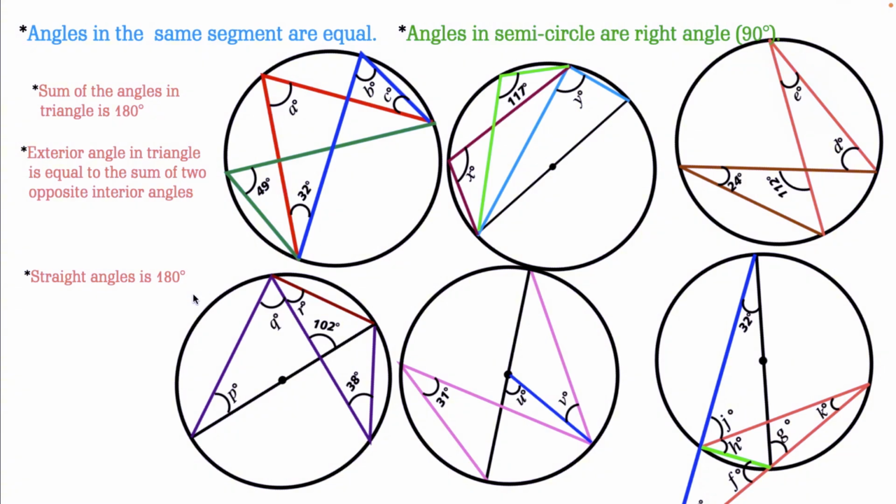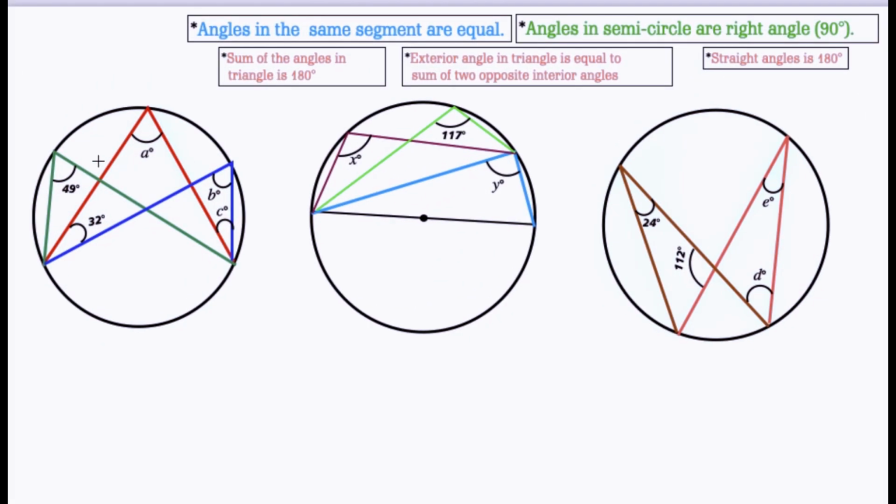Let's get started. Okay, looking at this first circle, we have angles in the same segment. Angle 49 degrees, angle A, and angle B are in the same segment. Therefore, angle A is equal to angle B and is equal to 49 degrees. Always remember to state your reason.